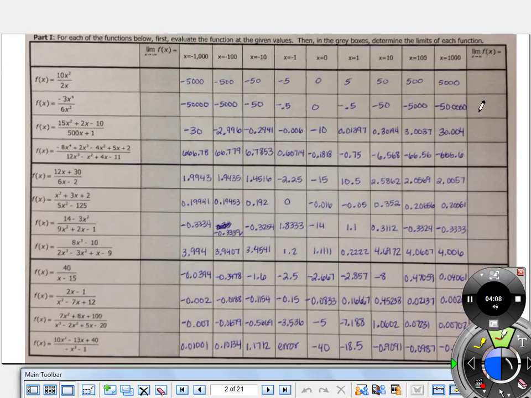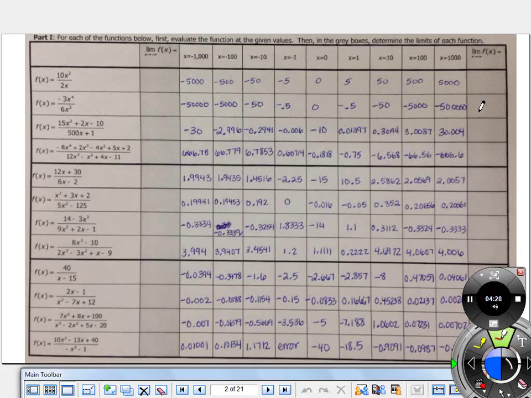This is a function, like the new types of functions we're going to be graphing. Then what they did is they basically made an XY chart for each function. The X values stayed the same that they plugged in every time, and you can see them at the top. They plugged in negative 1,000, negative 100, negative 10, negative 1, 0, 1, 10, 100, 1,000.